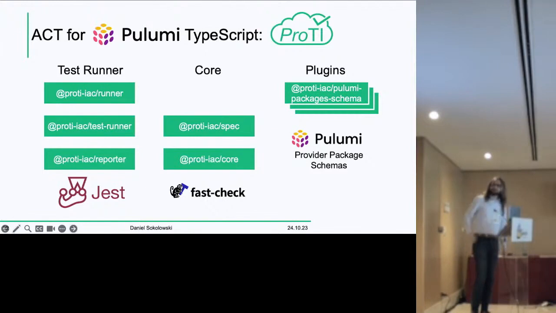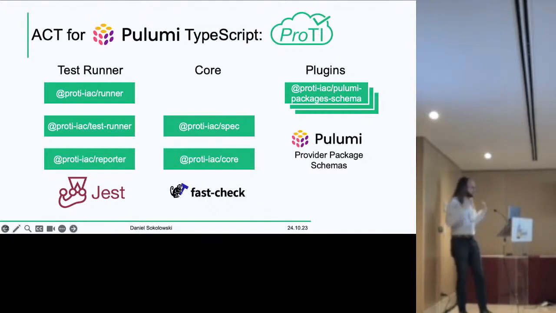But what technically ProTI is, it is a set of plugins for Jest, which is a popular JavaScript, TypeScript testing framework that originated at Facebook. And basically ProTI is a test runner and a reporter for that. And the core of ProTI itself reuses a library called FastCheck, which is arguably the most popular property-based testing framework that is currently available for JavaScript, TypeScript. That's the basic framework. Of course, where this becomes really useful is the plugins.